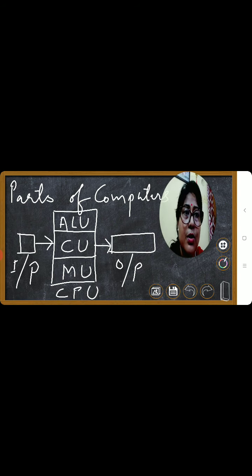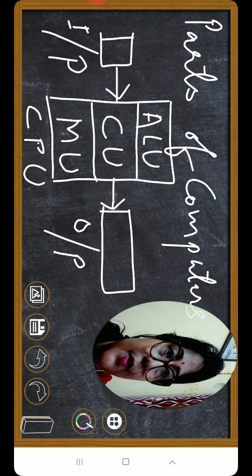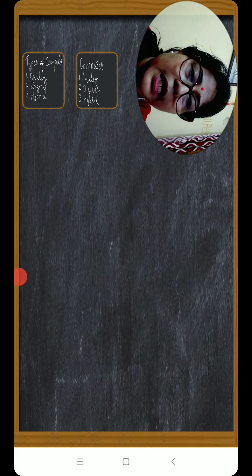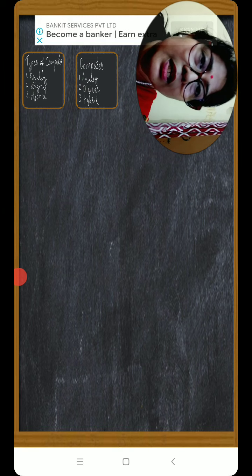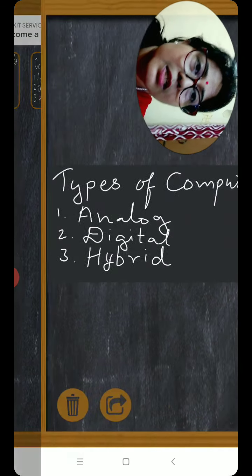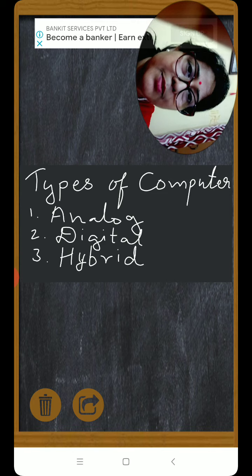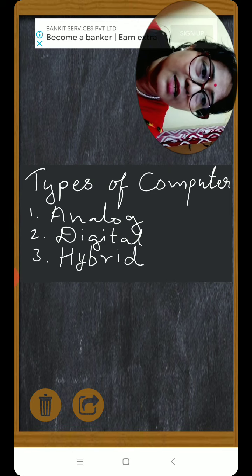Now if you want to save it, I have saved it. So suppose next day again I want to show you, so I can show here. The first one is here. See the types of computers which I have saved.